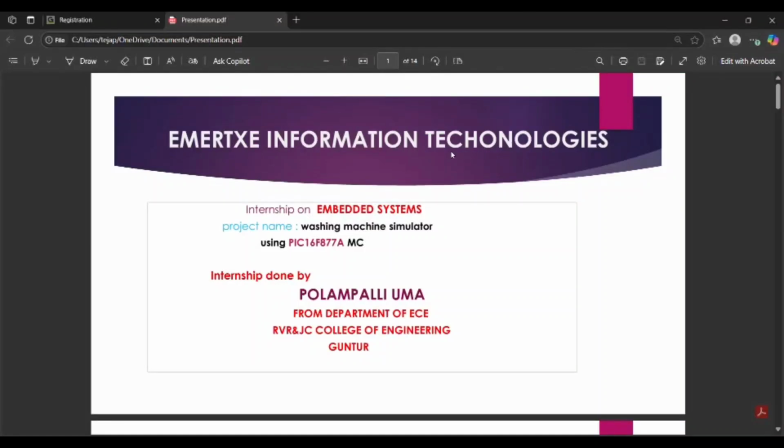Hi everyone, I am Polampalli Uma from the Department of ECE, RVNSC College of Engineering, Guntur, which is located in Andhra Pradesh. I have recently completed my online internship on embedded systems at MX Information Technologies, and I have done my project, which is a washing machine simulator using the PIC16F877A microcontroller. I am very grateful to have had this internship, and thanks to MX Information Technologies.